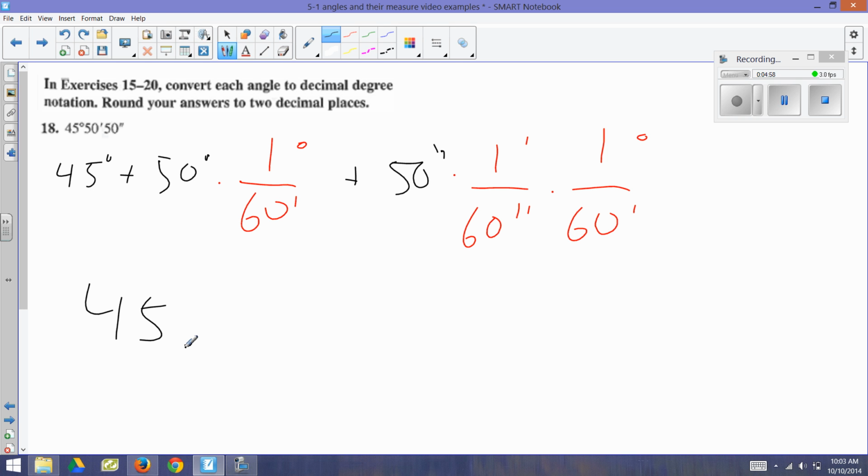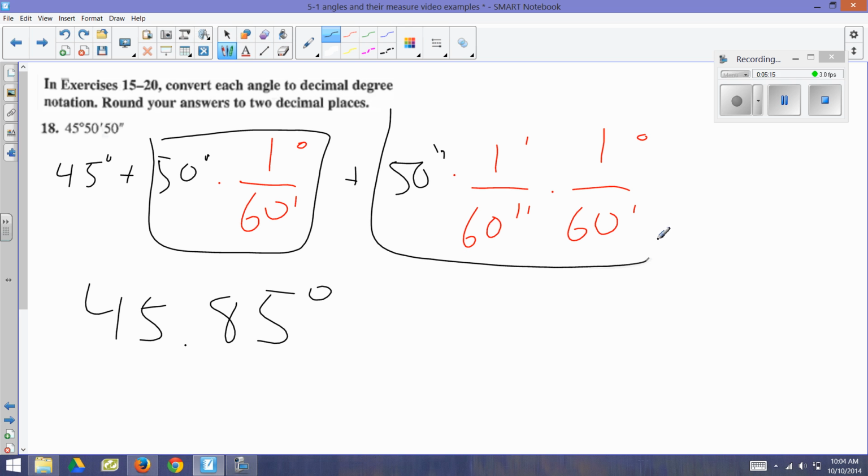and add them to your 45 degrees. And when you add them together on your calculator, you will get 45.85 degrees. So you put this in your calculator and this in your calculator, add them together, and it'll be 45 point. When you add those two together, you get 0.85. If you do it all the way in your calculator, you really get 0.847222 repeating.